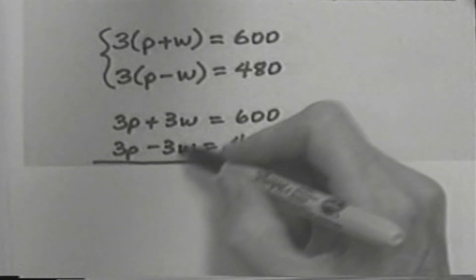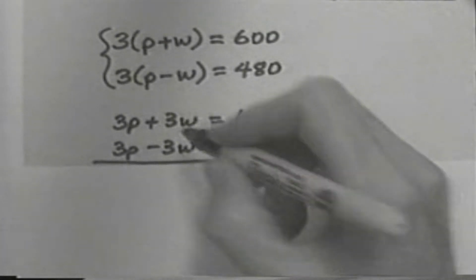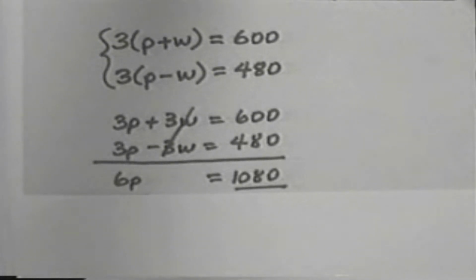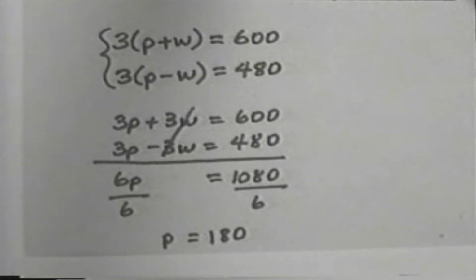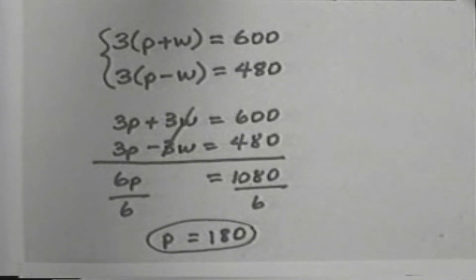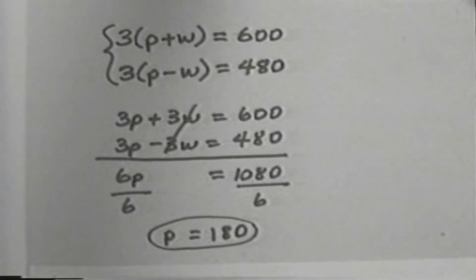Notice that the w terms have coefficients which are opposites of each other, and so adding them, they cancel, and we get on the left 6p, and on the right 1080. Then to get p, we divide by 6, and we get p is 180. That gives us a value for p. We need to finish our system of equations by finding the value of w.